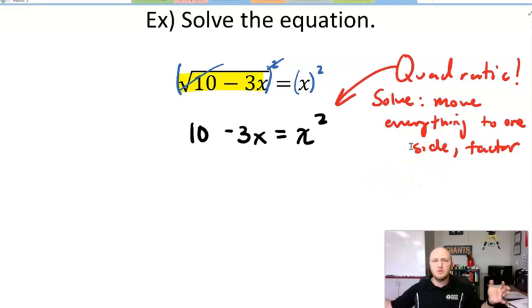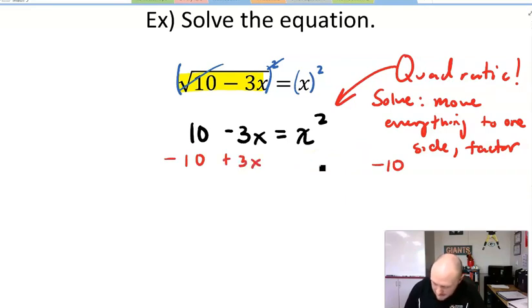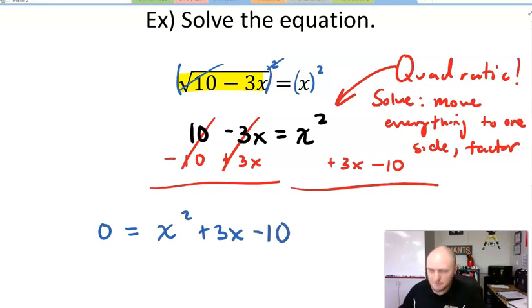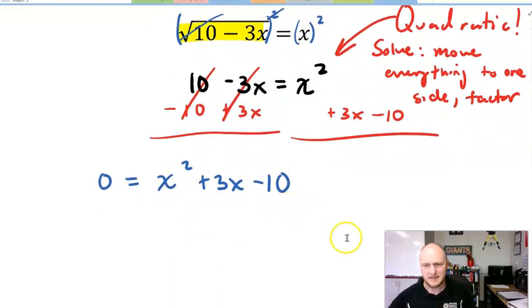So what side do I move everything to? Am I going to move that x squared over here with the other terms? No, actually I'm going to shift the 10 and the 3x over to the other side. I'm going to subtract 10, I'm going to add 3x, and I'm moving it over to this side. The reason why I'm making my left side 0 is because I want my x squared term to be positive. X squared must be positive. Okay, that's mama. You want to keep mama happy. If mama ain't happy, nobody's happy.